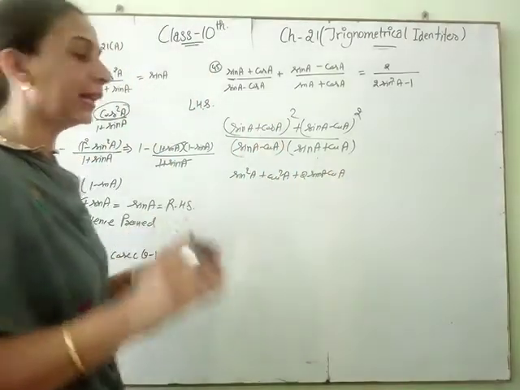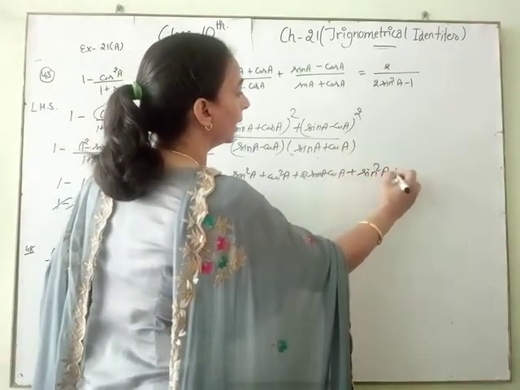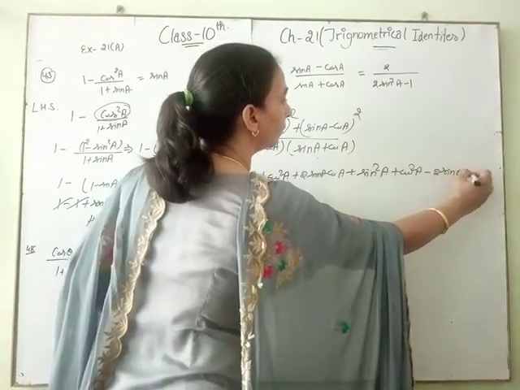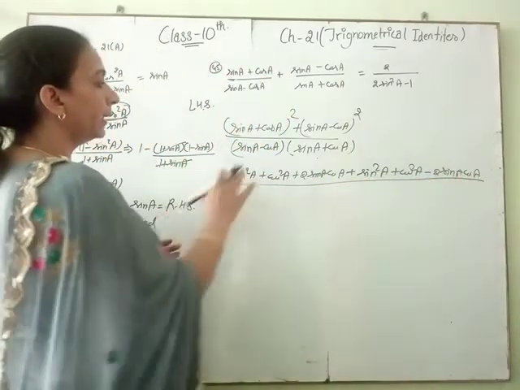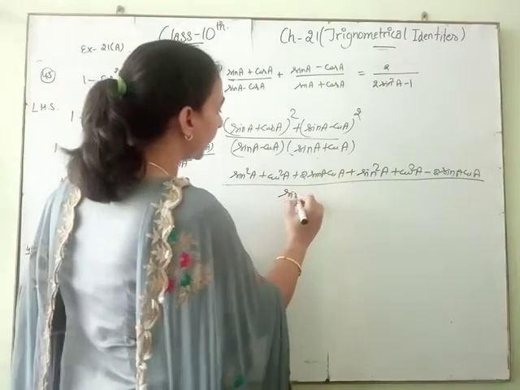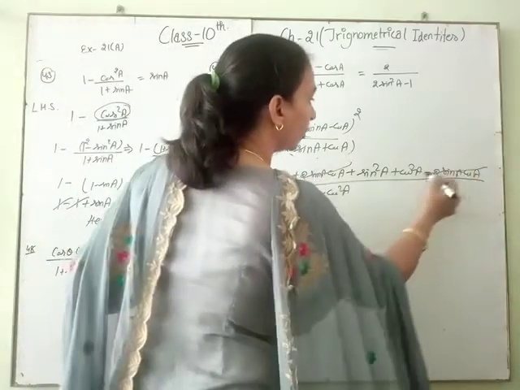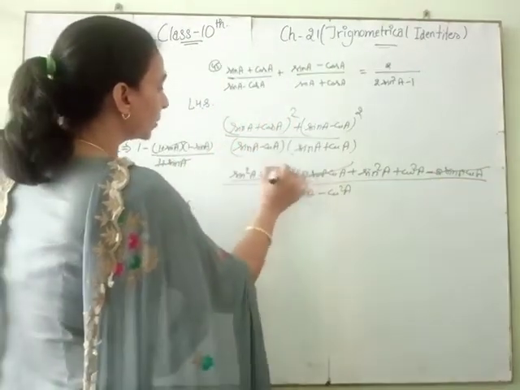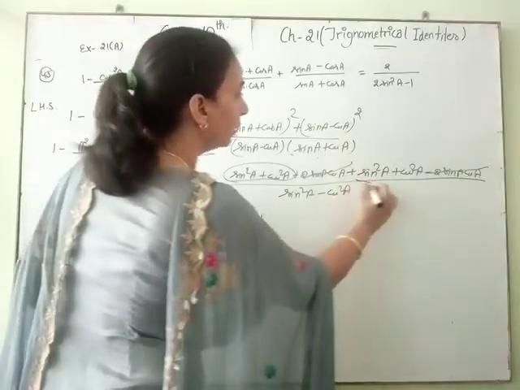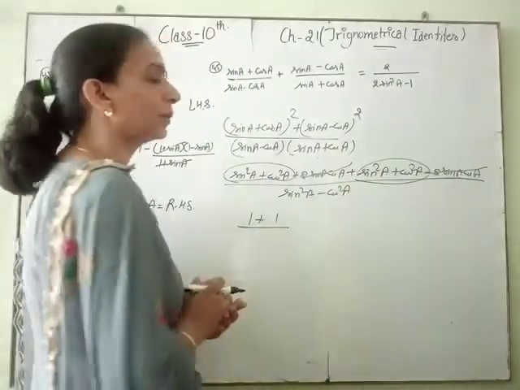A plus B whole square is A square plus B square plus 2AB. Same as it is, A square plus B square minus 2AB. Okay, and divided by sin A minus cos A, sin A plus cos A, which is A square minus B square, then sin square A minus cos square A. Okay, 2 sin cos cancel. Sin square A plus cos square A equals 1, and the same plus sin square A plus cos square A, 1, divided by sin square A minus cos square A.